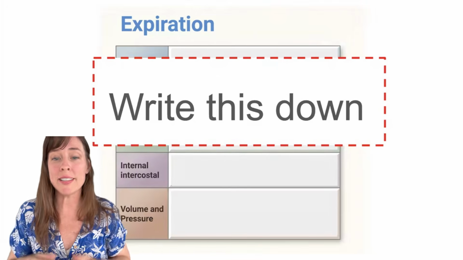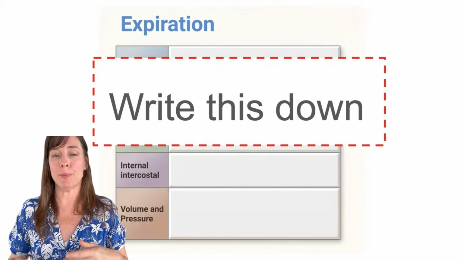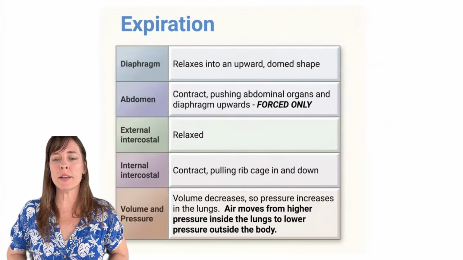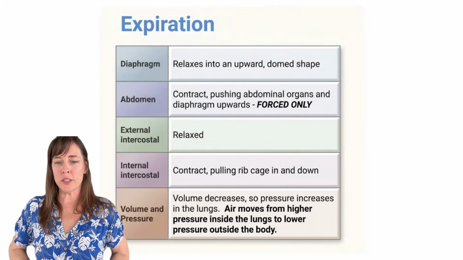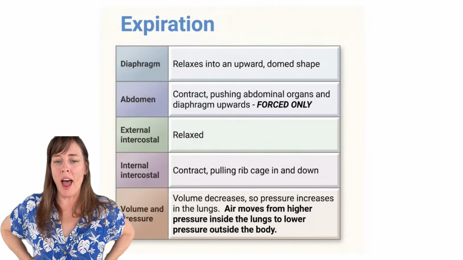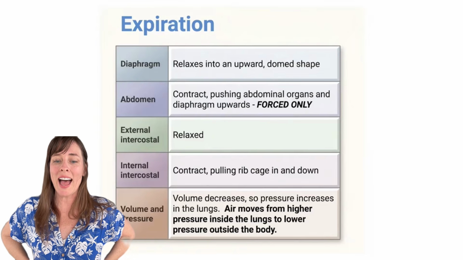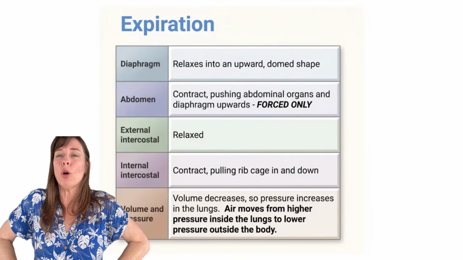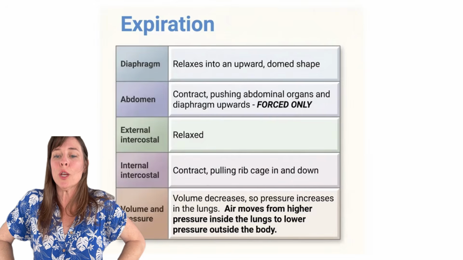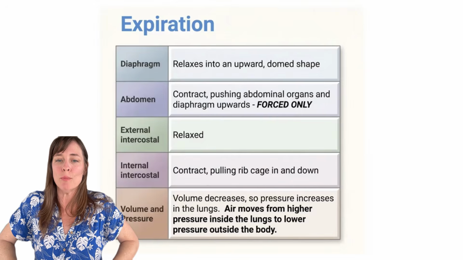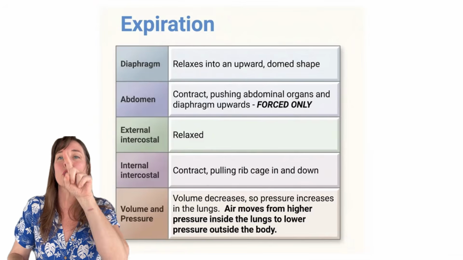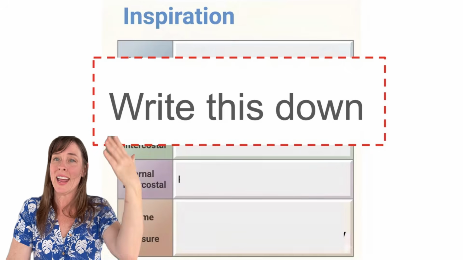Okay, again, write this down. Let's look at all the steps of expiration. Breathing out. So we relax. There's a force that pushes up. Our external intercostals are relaxed. Our inner intercostals are contracted, pulling the rib cage in, and the volume decreases. So the air is going to move from a higher pressure inside the lungs to a lower pressure outside the lungs.